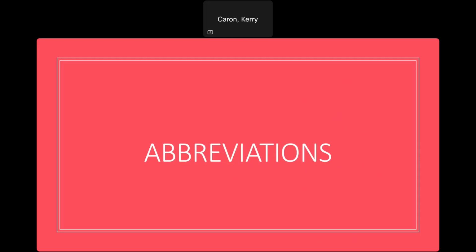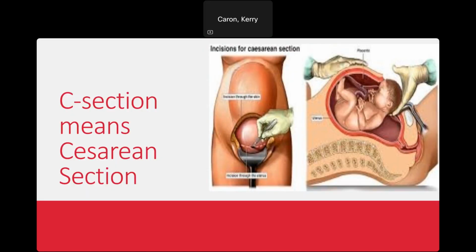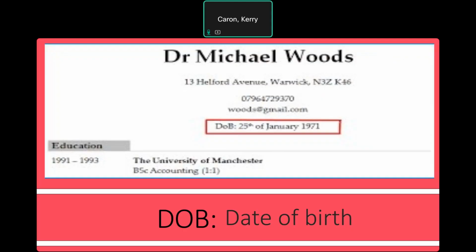Okay, some abbreviations. C-section stands for cesarean section. The folklore about this was Julius Caesar was delivered via C-section, and that's where they get the name from. DOB is date of birth.